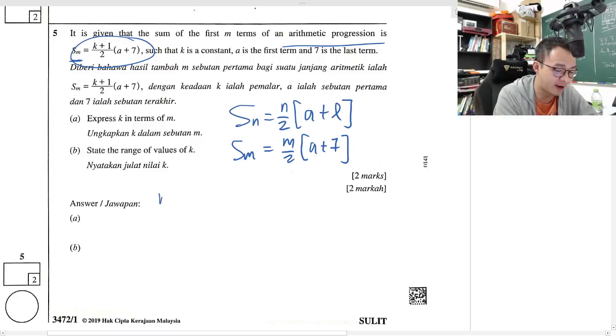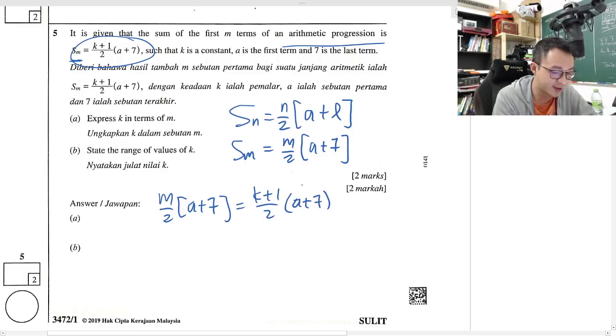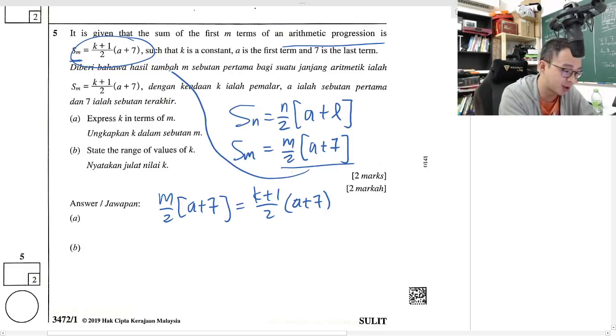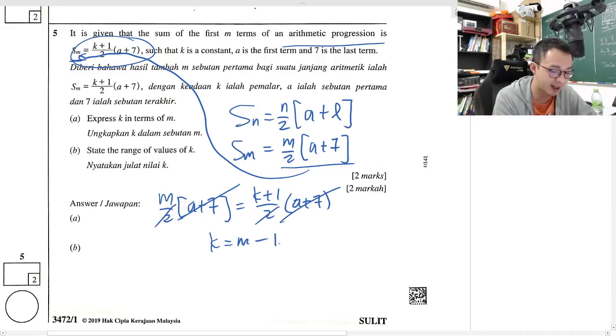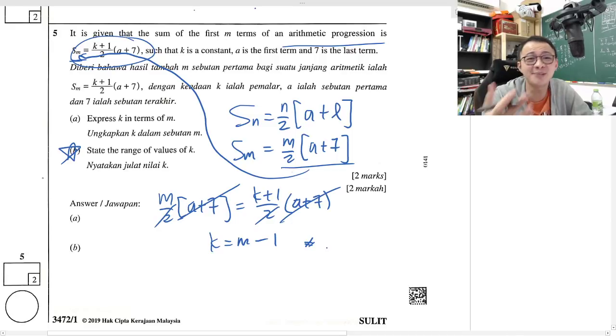So I have m over 2, a plus 7 equals to k plus 1 over 2, a plus 7. If you see carefully, basically I substitute this equation back into this position here. Then a plus 7, I simplify. Basically, I divide a plus 7 for both sides, and I multiply 2 for both sides. Then you can see k basically equals to m minus 1. Done.